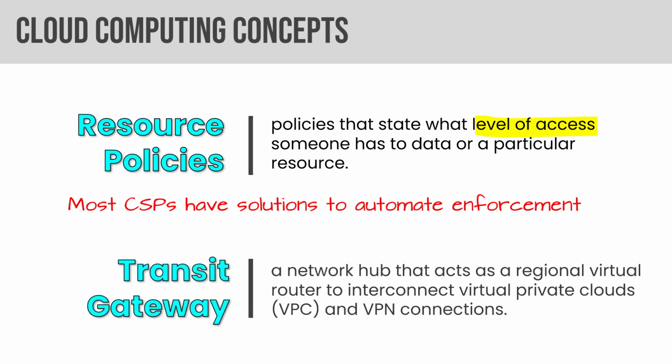A transit gateway is a network hub that acts as a regional virtual router to interconnect virtual private clouds and VPN connections. This is often an element of a hybrid cloud where you're connecting your on-premises network over to your cloud subscription. You could also see this sort of transit gateway to connect clouds on different CSPs. So maybe I want to connect my Azure subscription to my AWS subscription. I might have a transit gateway in there that helps me do that.